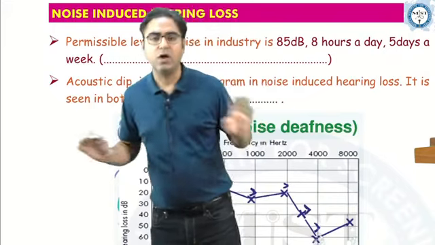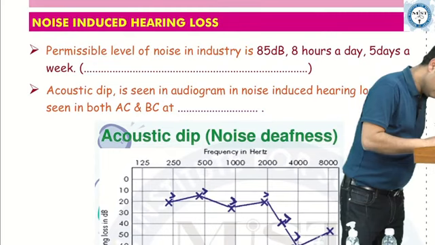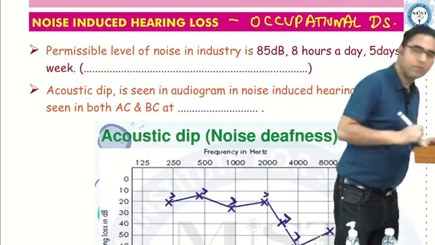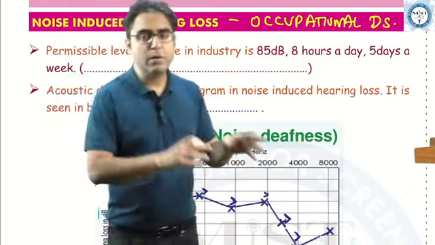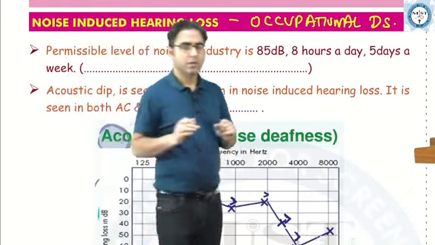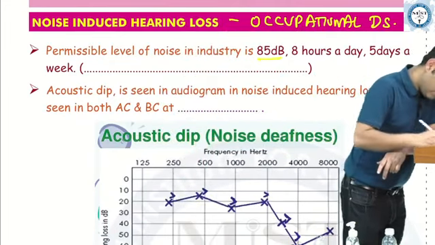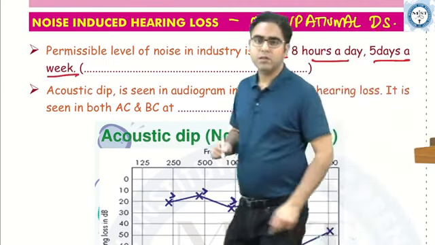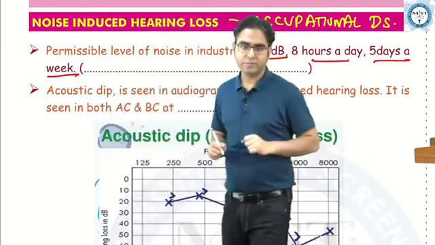Noise-induced hearing loss. You know, noise-induced hearing loss is, put a line, beta. This is an occupational disease, beta. Of course, some industries have a lot of noise. What is the permissible level of noise in industry? It is 85 decibel, 8 hours a day, 5 days a week, beta.